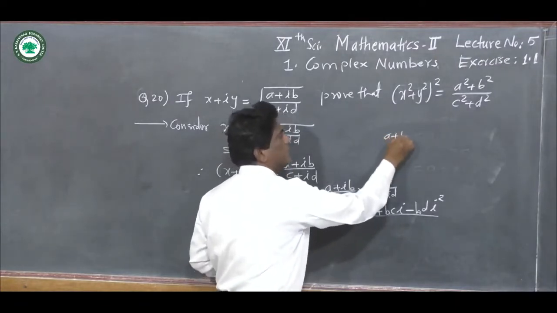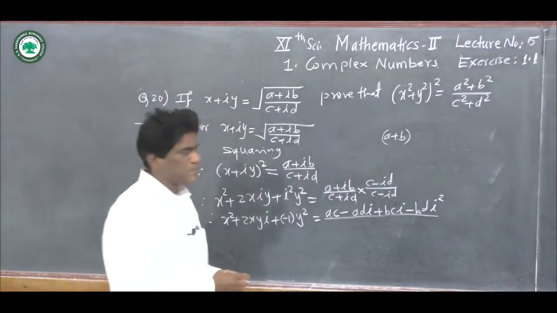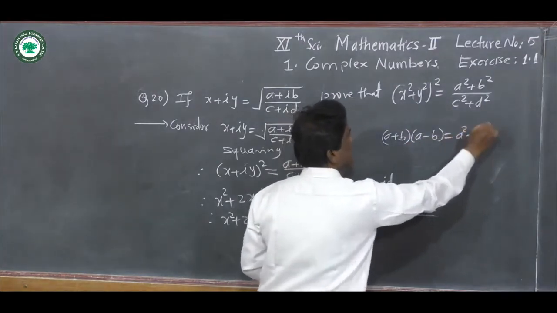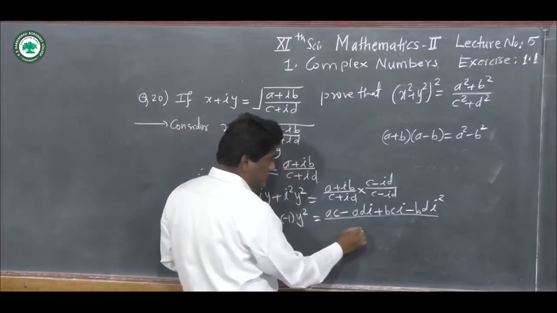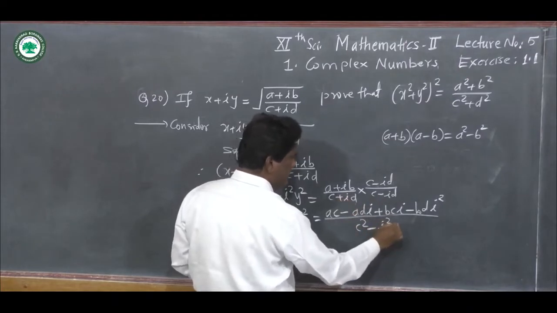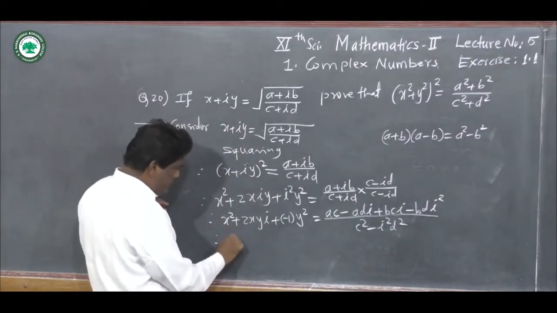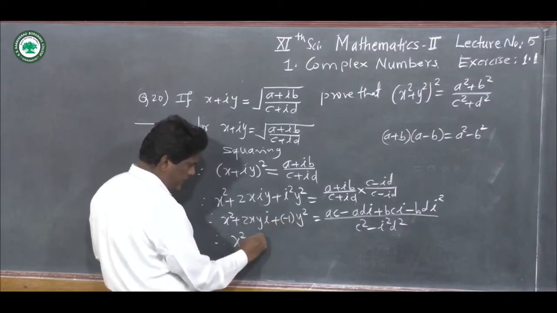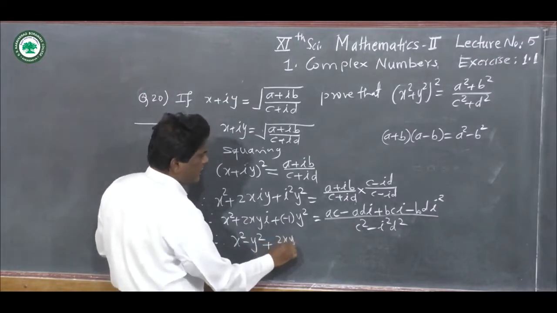What is the formula? (a + b)(a − b) is equal to a² − b². So a means here c, so c² minus b², b means here id, so i² into d². So we get here this x² as it is, this minus 1 into plus, that is minus, and this y². We write the real part firstly, and here plus this 2xyi.